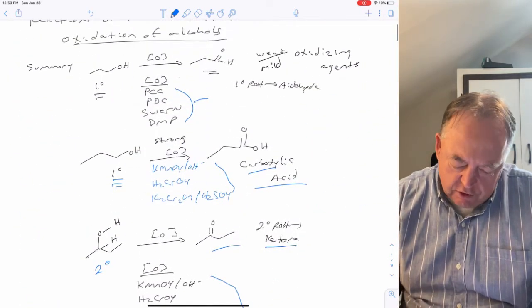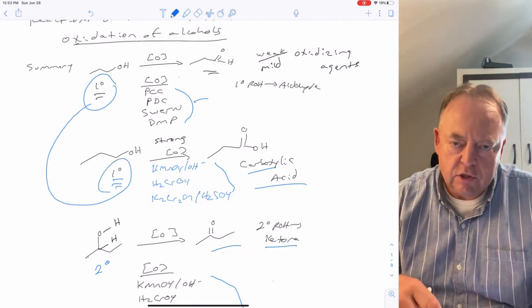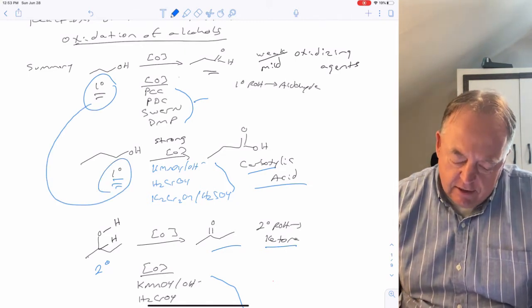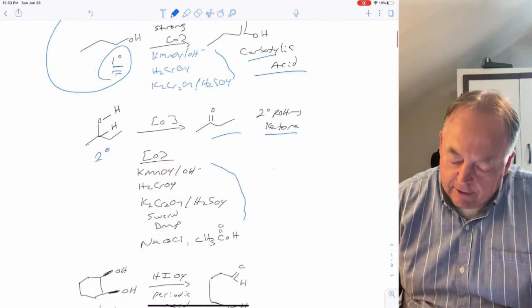Right, so that's what you want to note, particularly for primary alcohols, whether you have a weak or a strong oxidizing agent, because that's going to determine the product that you get out, whether it's an aldehyde or a carboxylic acid.